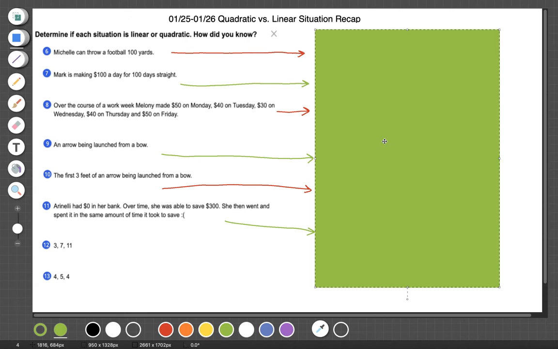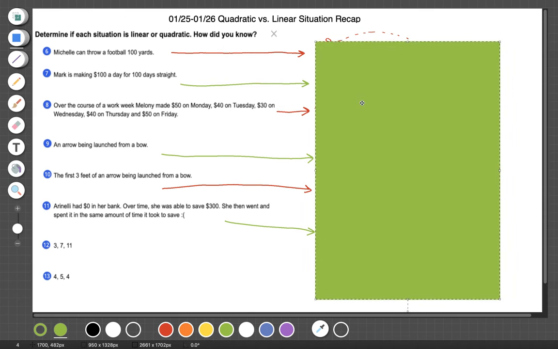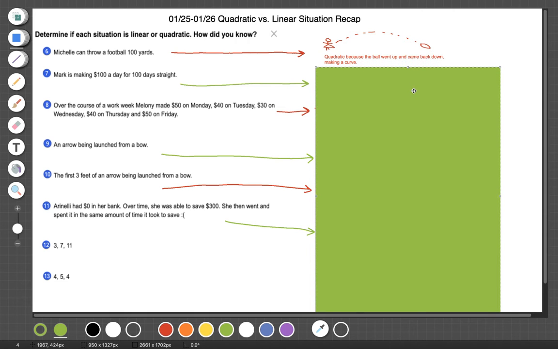So number 6, Michelle can throw a football 100 yards. Well, let's think about this. What does it look like if Michelle throws a football? Well, it kind of goes up and then it comes back down. And that would be quadratic, specifically because the ball went up and it came back down, and it makes a curve. A curve is what a quadratic looks like.